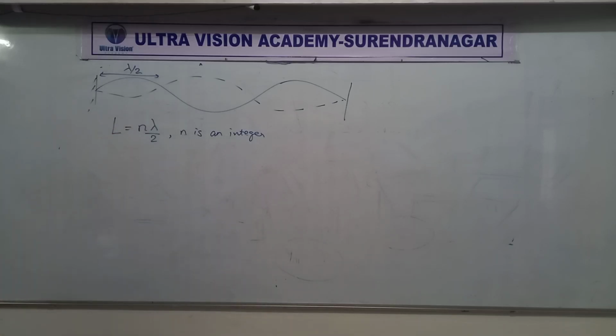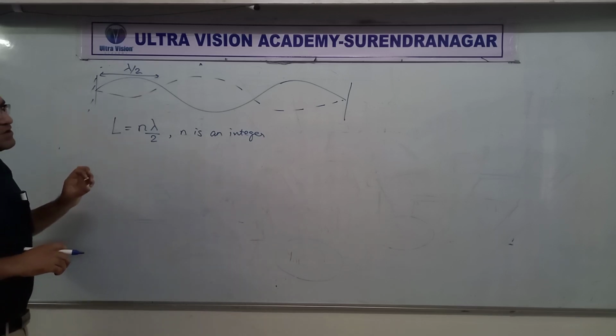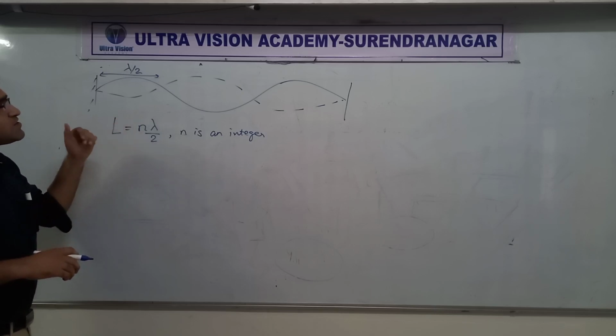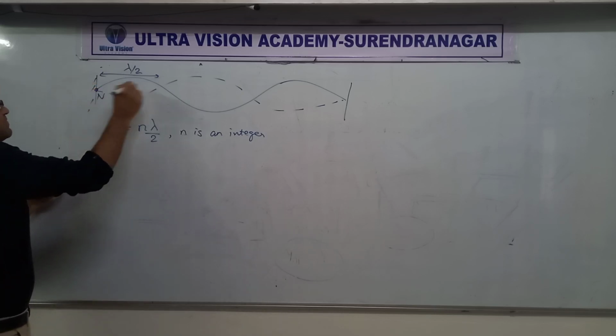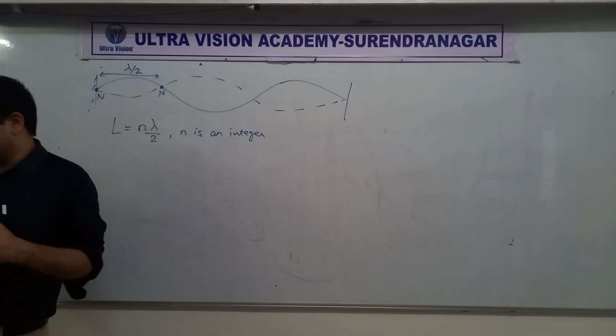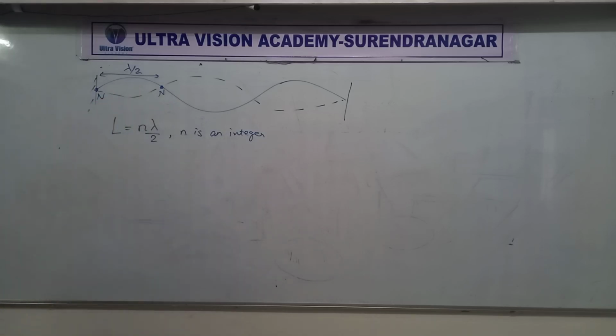If there is only 1 loop, L will be equal to lambda by 2. If there are 2 loops, L will be equal to 2 lambda by 2. If there are 3 loops, then it will be 3 lambda by 2. Okay, I hope this is clear, right?